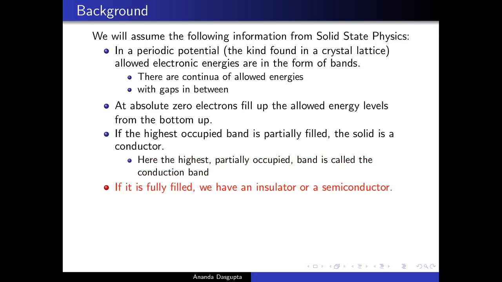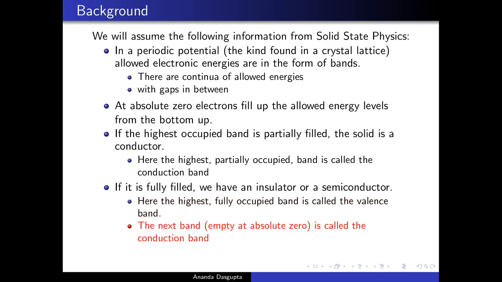Now if the highest band is fully filled, we have either an insulator or a semiconductor. In this case, the terminology goes this way. The highest fully occupied band is called the valency band for this particular solid. So that's completely filled. And the next band is unfilled, empty at absolute zero. And this band is called the conduction band. And it is the gap between the conduction band and the valency band, the energy gap, which dictates the nature of the solid, whether it's going to be an insulator or a semiconductor.